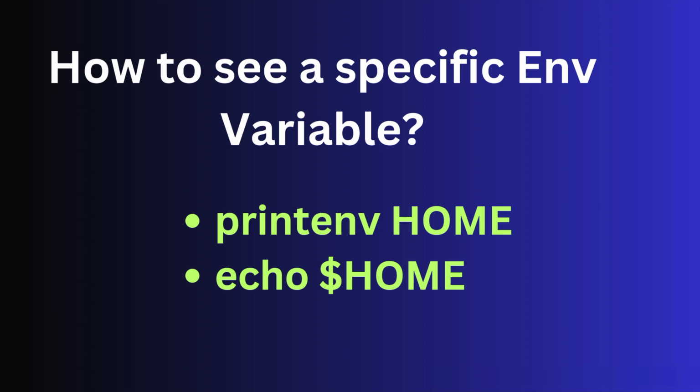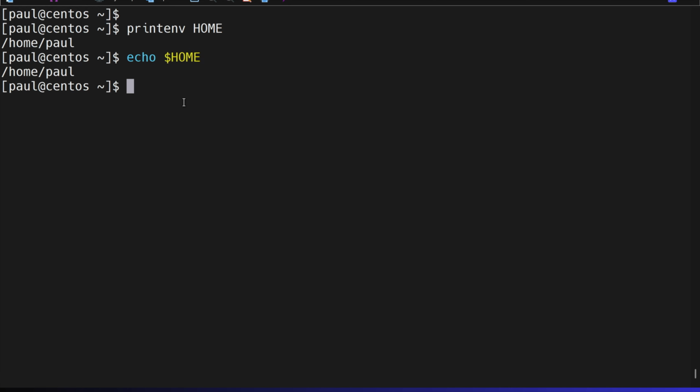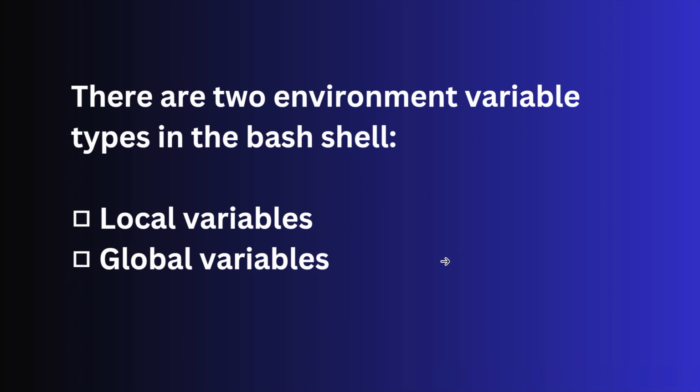Now, if you want to check a specific environment variable, you can do that too. Simply use printenv and the name of your variable, or you can use echo with the $ sign in front of your variable. Let's say I need to check the HOME variable. So printenv HOME gives me the result, or I can use echo $HOME, the same result. Or I can also use echo $USER.